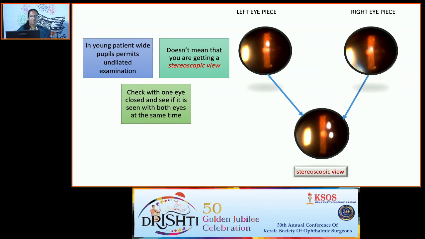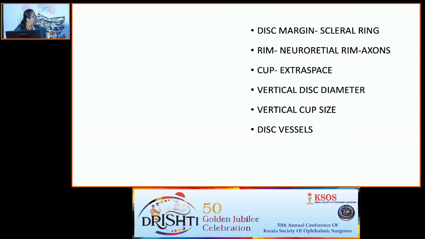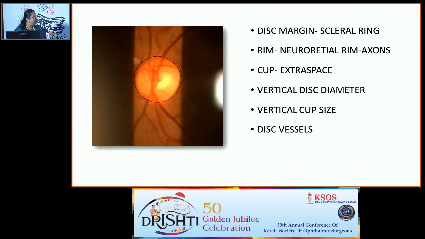Then, in young patients, you can do an undilated examination also, but you should make sure that you're having stereopsis by viewing with both eyes. Now, what are the things that you look for? You look for the disc margin, the rim, the cup, the vertical disc diameter, the vertical cup size, and the disc vessels.